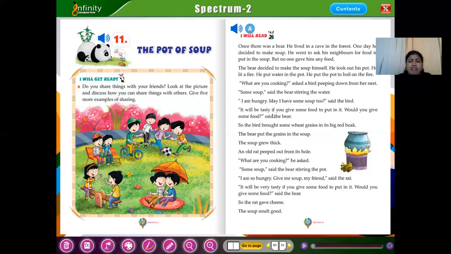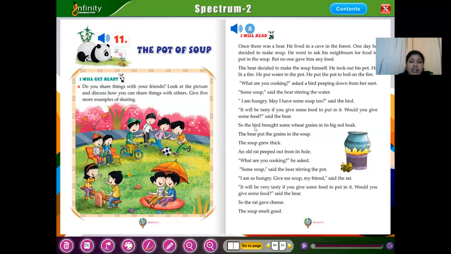"It will be tasty if you give some food to put in it. Would you give some food?" said the bear. When the bird said that it was also very hungry and wanted that soup, the bear said that it will be tasty if you give some food to put in it. If you give some food to put in it, the soup will become more tasty. So, would you give some food?